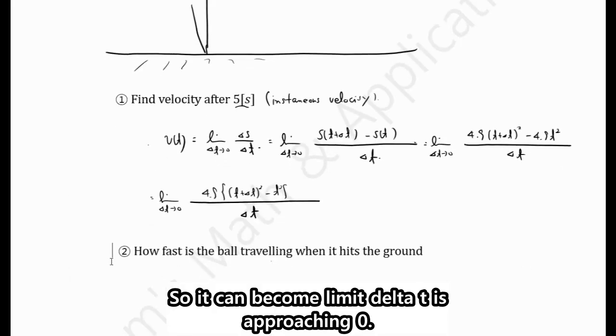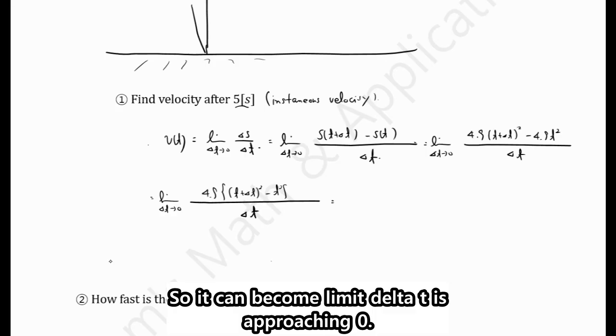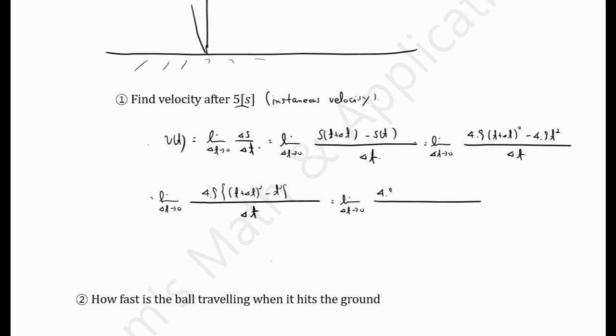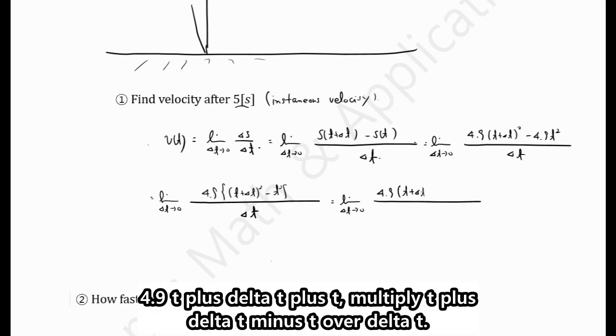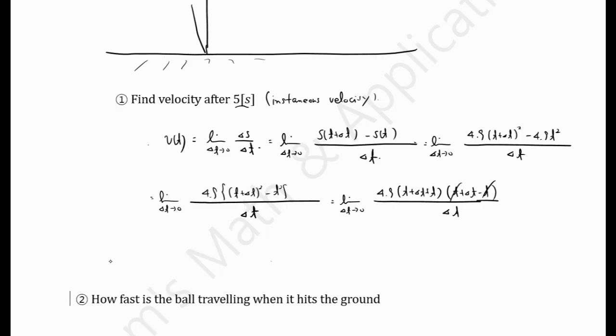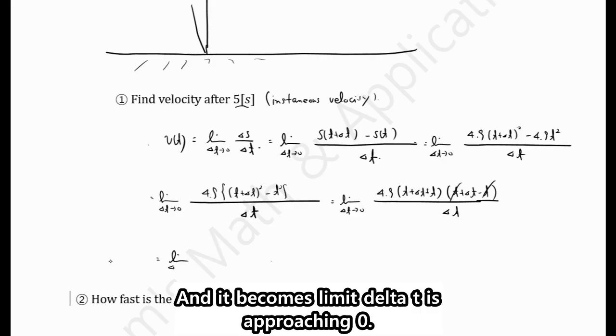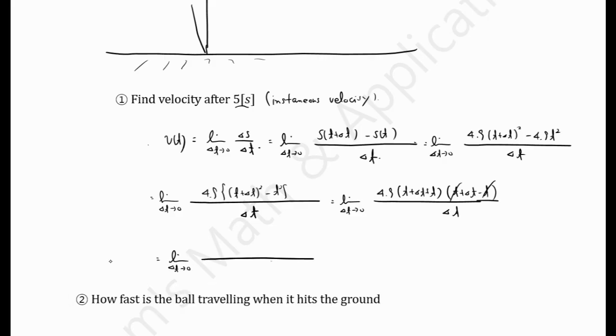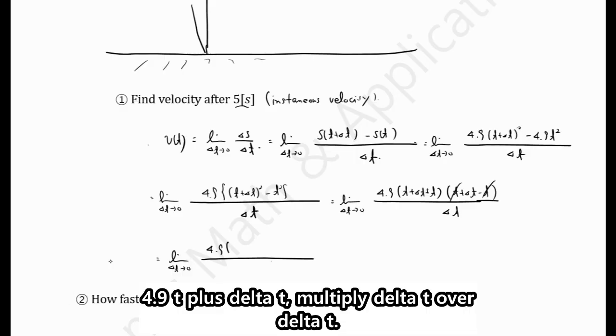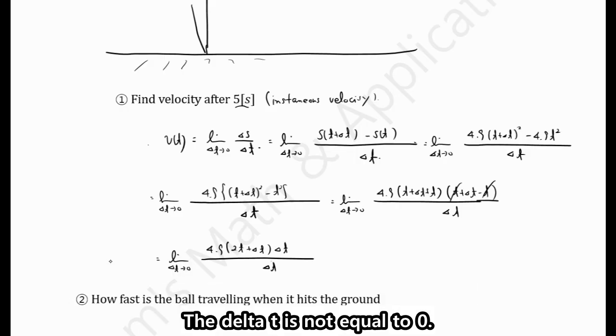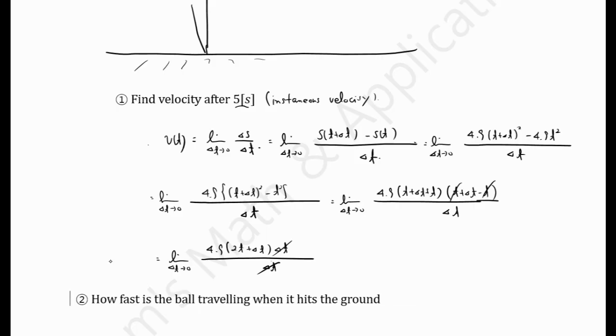So it can become the limit as delta t approaches 0 of 4.9 times (t plus delta t plus t) multiplied by (t plus delta t minus t), over delta t. This is cancelled and it becomes the limit as delta t approaches 0 of 4.9 (2t plus delta t) multiplied by delta t over delta t. The delta t is not equal to 0, so this can be cancelled, and this is 9.8 t.